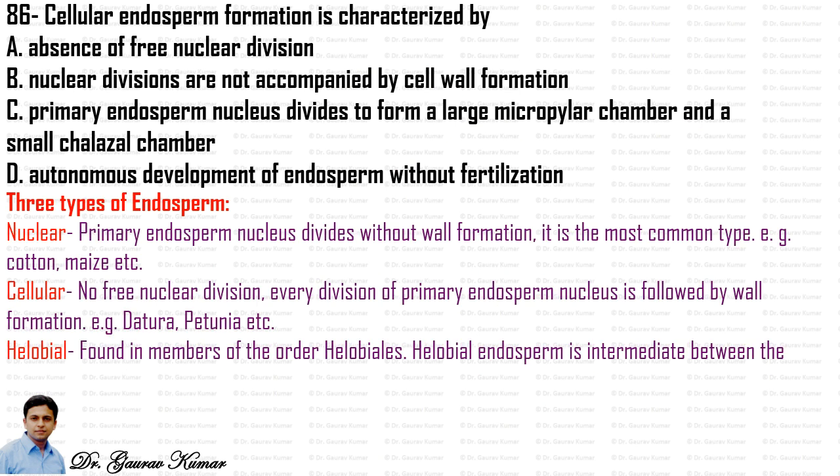So there are three types of endosperm. The first one is nuclear endosperm, in which the primary endosperm nucleus divides without wall formation. It is the most common type. For example, it is found in cotton, maize, etc.